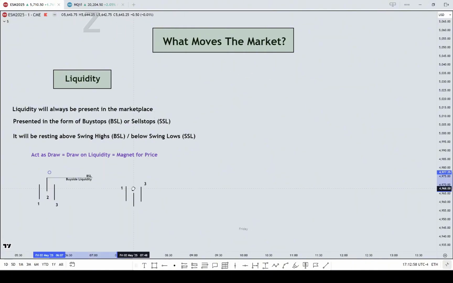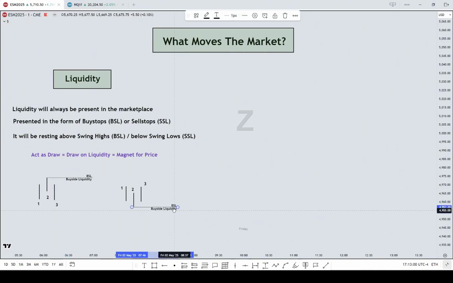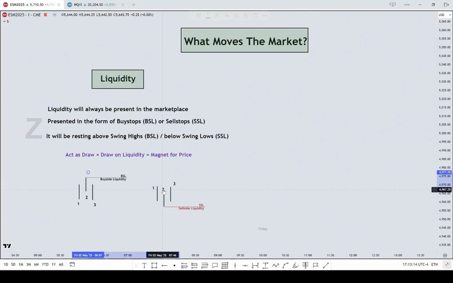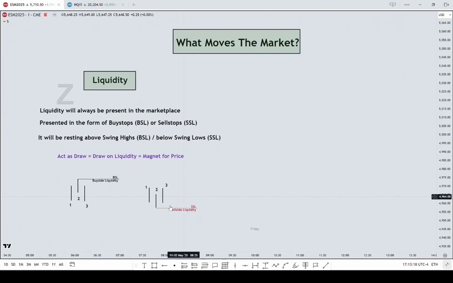So this is a swing low because candle number two is the lowest of them all, lower than candle number one and lower than candle number three. This one right here is your sell side liquidity. Sell side liquidity, beautiful. Anyone who went long down here is going to protect their long position with sell stops below this low. That's pretty much understood so far.